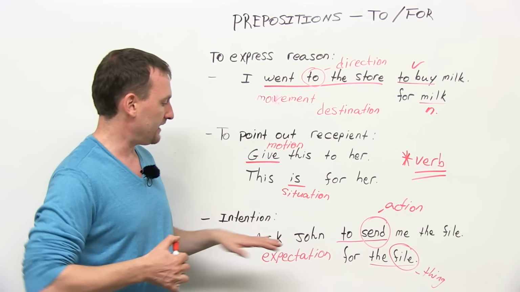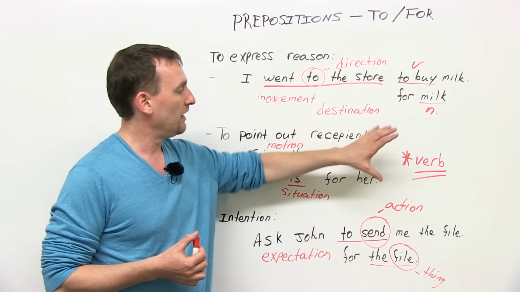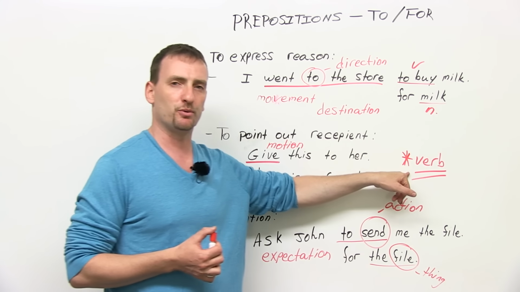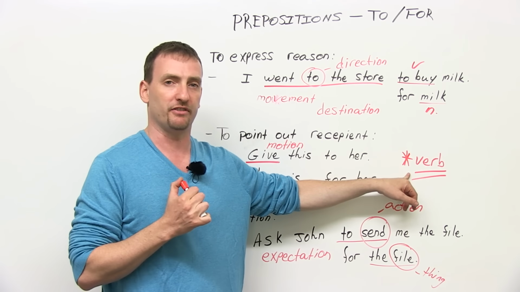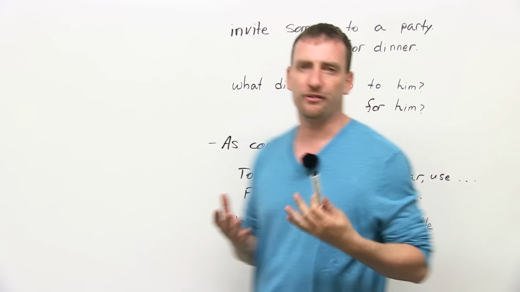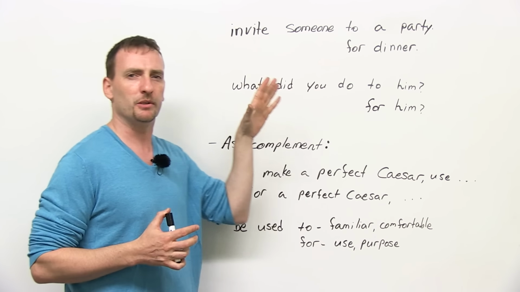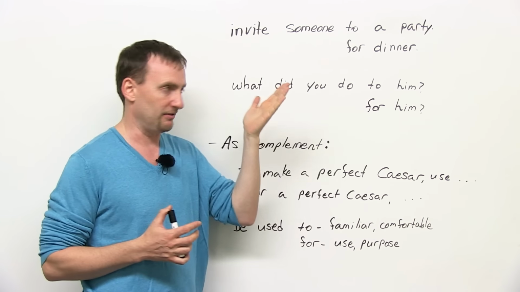Now, in this case, the verb, not so important. It's the meaning, the intention. But I'm going to look at a few more examples where the verb makes all the difference. Okay, so here are a few more examples. And remember what I said about the verbs. Different verbs will use to and for differently, right?